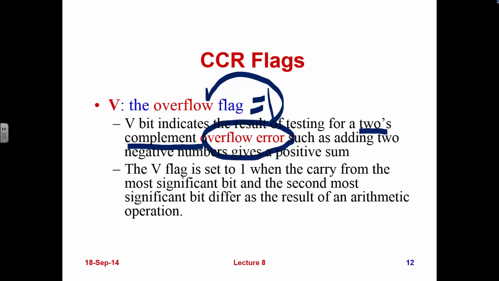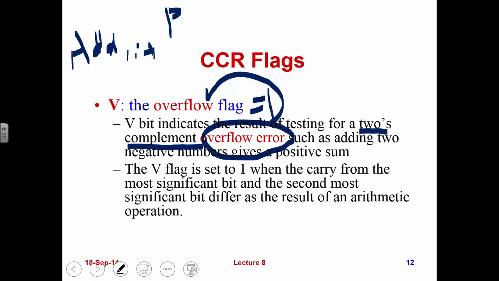In general, for addition, let's start from addition. There are 2 cases. One case is when you add two positive numbers. Let's use P to represent a positive number. When you add a positive number with another positive number, if your result is negative, that causes overflow V to 1.